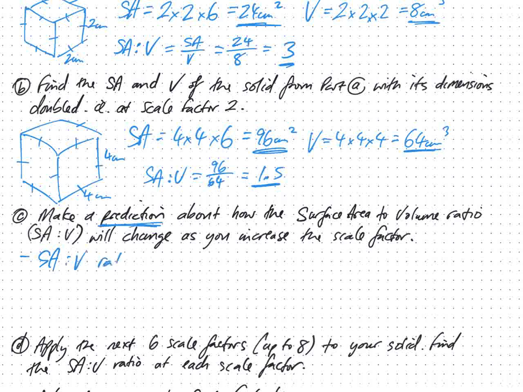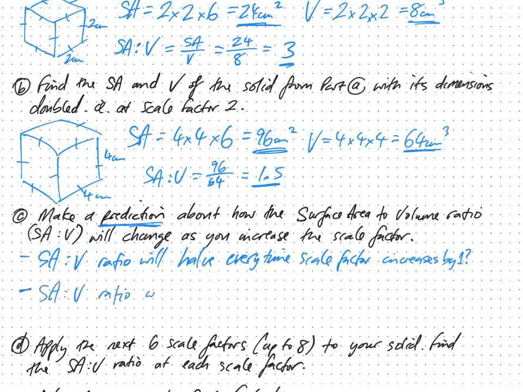So maybe my prediction could be: surface area to volume ratio will halve every time scale factor increases by 1. That could be a prediction, or I could just be more simple and just say it's going to lose 1.5 every time. So the next one would be 0. I don't know. We don't have to be right about that. Decrease by 1.5 every time scale factor increases by 1. We don't know. You just have to make a statement before you actually do the maths. Okay, so those are a couple of examples of predictions. You need to write your own for your assignment.